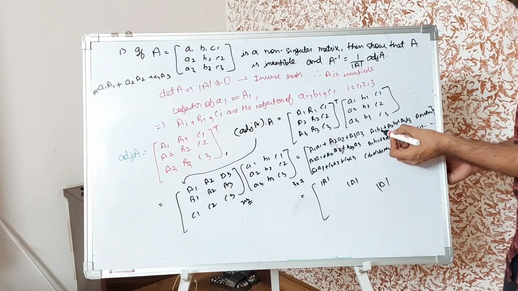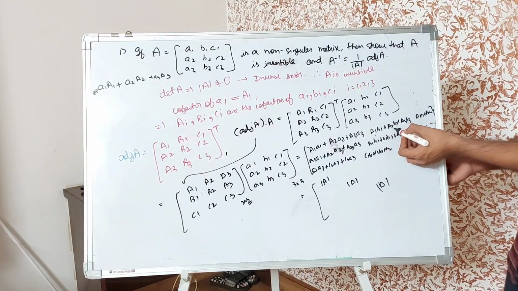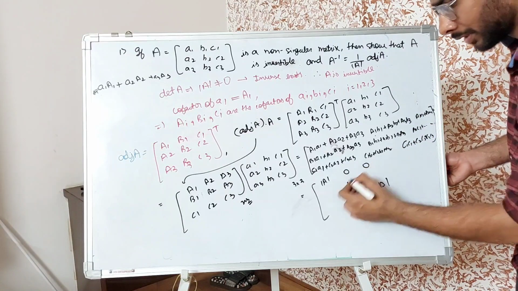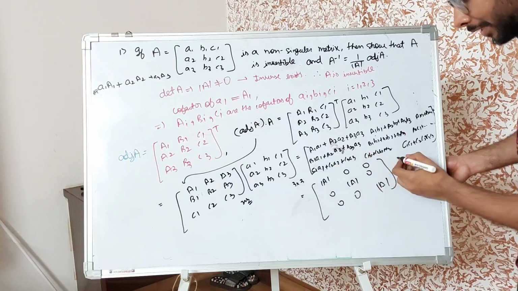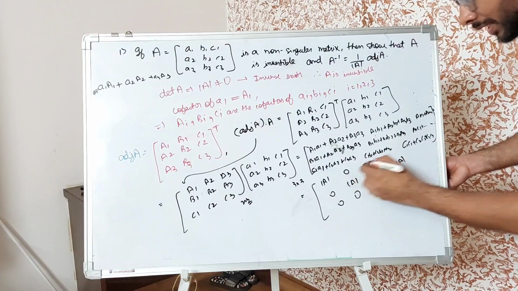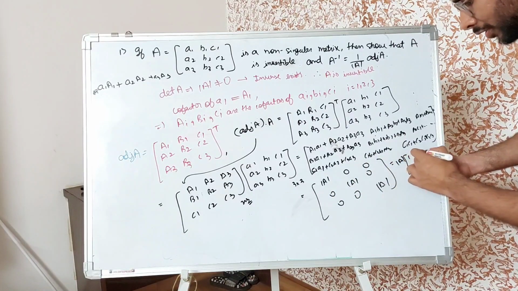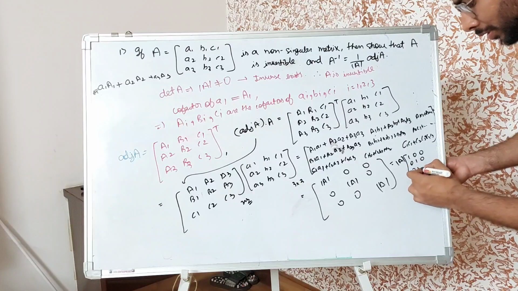So A1, A2, A3 are the cofactors of the first column. B1, B2, B3 are the elements of the second column. So its sum of the product would be 0. This is 0, 0, 0, 0, 0, 0. So you can take determinant of A common. This would be 1, 0, 0, 0, 1, 0, 0, 0, 1.